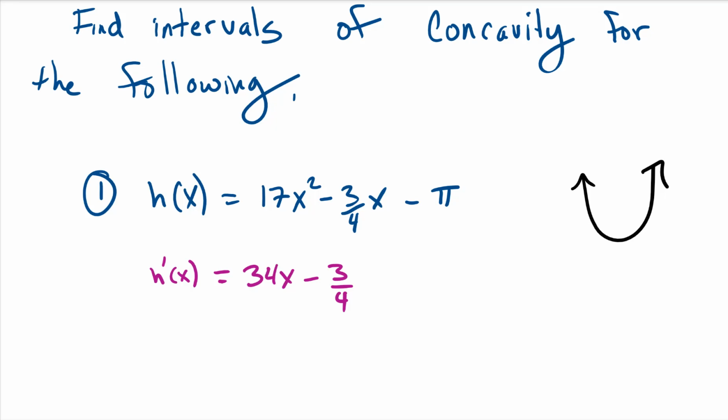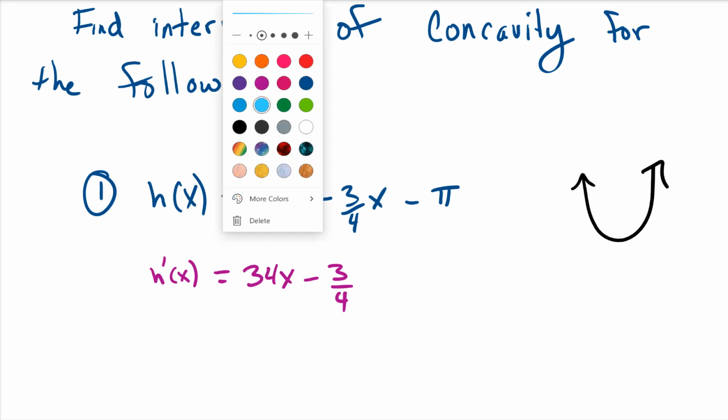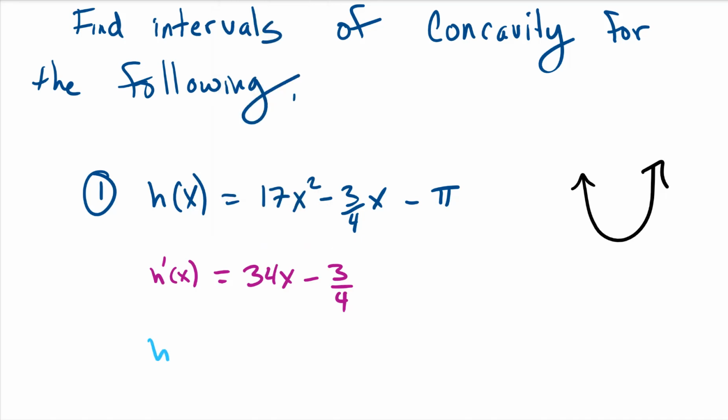Now we take ourselves, we're like, all right, let's go. Let's take another derivative. Let's go find h double prime of x. We take a derivative and we find out it equals 34. Is 34 a positive or a negative number? It's positive.